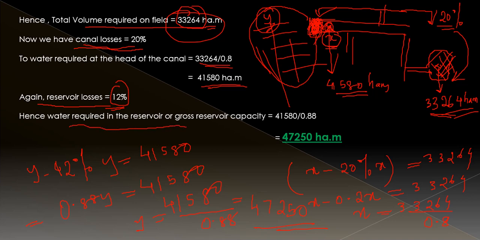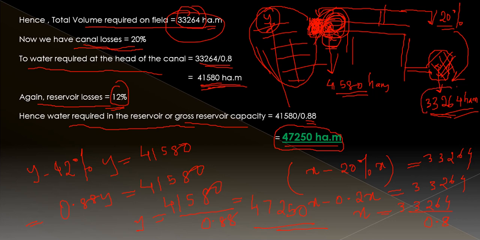Hence, water required in the reservoir or gross reservoir capacity is equal to water to be released, that is, water required at the head of the canal. It means head of the canal or canal system is this point. So water required at the head of the canal, we found out as 41580 divided by 0.88 will give you the total reservoir capacity required. That is equal to 47250. Final answer. Or this much water is required in the reservoir, so that after reservoir losses and conveyance losses, you will be getting this much water in the field.